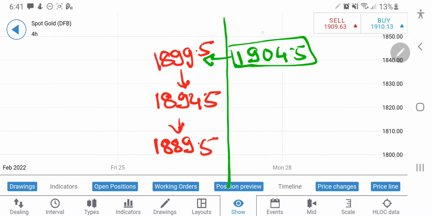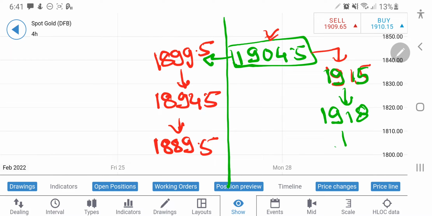But as long as it remains above 1904.5, it may try to hit again on the upside towards 1915. This is the target. If it breaks 1915, definitely the next target is towards 1918 and 1921. Beyond 1921, definitely it will fly. This is the level beyond which it will definitely fly.